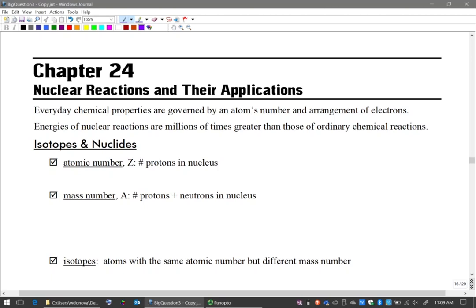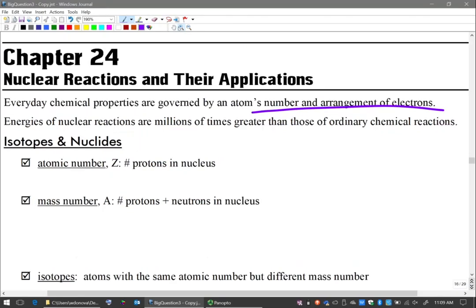So nuclear reactions and their applications. This is at the end of the book because in all the other 23 chapters in the textbook, we deal primarily in chemistry that is determined by the number and arrangement of electrons. The protons and neutrons are inside the nucleus, the electrons are outside the nucleus. And so in most chemistry, if we're talking about redox, acid-base, Lewis acid-base, Bronsted acid-base, we're talking about any ordinary chemistry of metabolism and respiration and all these things, it's all based on the electrons.